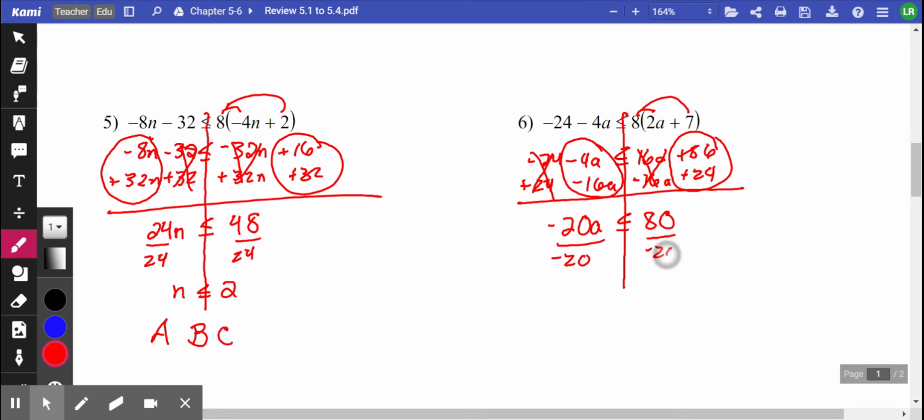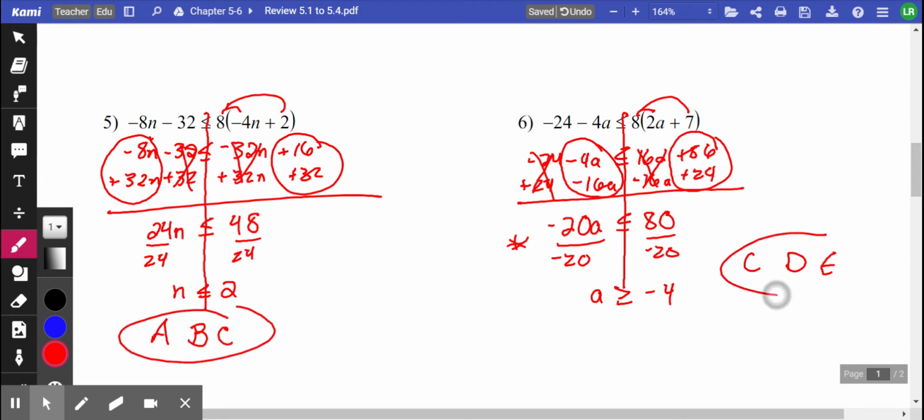Finish him. Oh, snap. I just divided both sides by a negative. I would get a. I have to flip my inequality sign. A is greater than or equal to negative 4. So the ones that would be solutions here would be C, D, and E. 1, 4, and 16 would be solutions here. Okay.